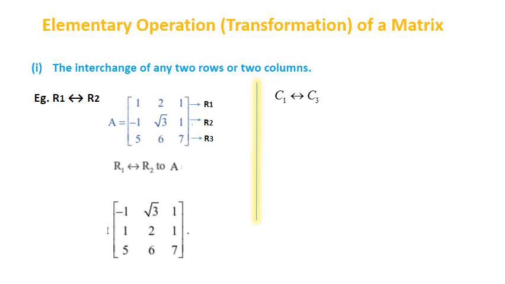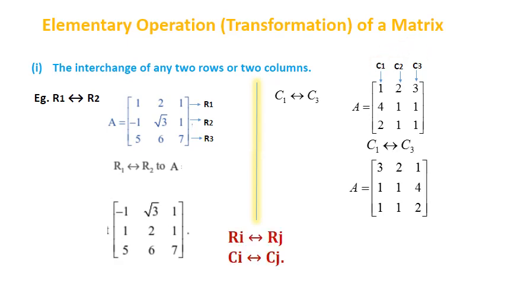And to move on to columns, see, for example, here C1 interchange with C3. Column 1 and column 3 are interchanged. Let us have a look at the matrix A, and we will have C1, C2, and C3. And we are interchanging C1 and C3. C1 will come to C3's position, and C3 will come back to C1's position. So let us have a look.